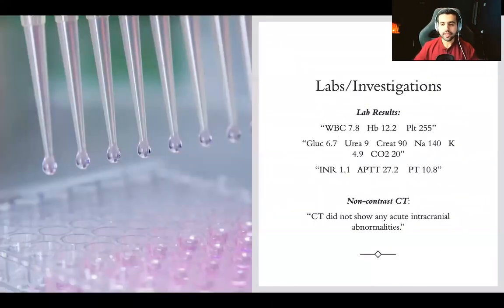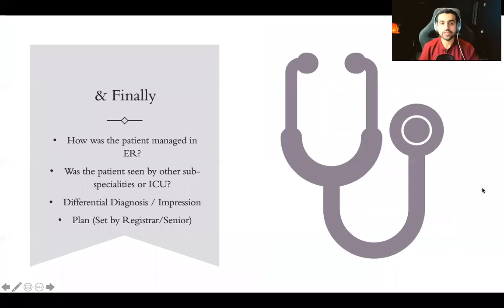So after you wrote all of that, you want to go into the labs and investigations. So this is your typical picture of the initial labs and investigations. Of course, you'll go into more details further on. And then the CT was done here as well, and the CT did not show any acute intracranial abnormalities. So that's your labs and the neurological investigations.